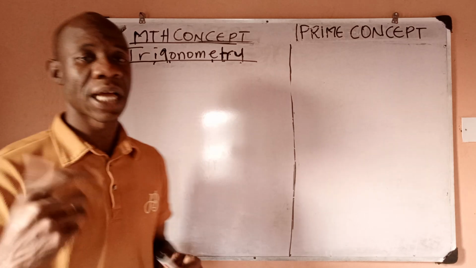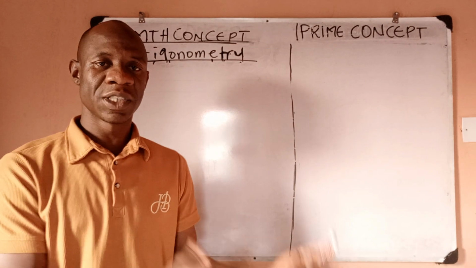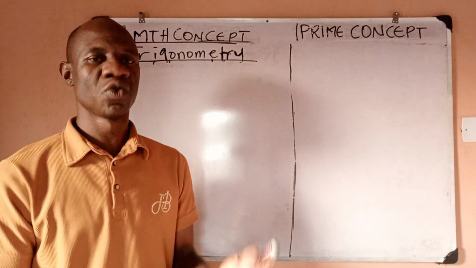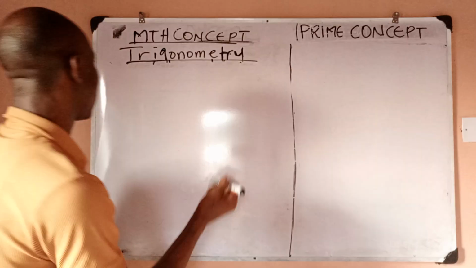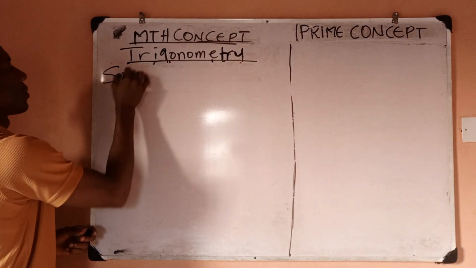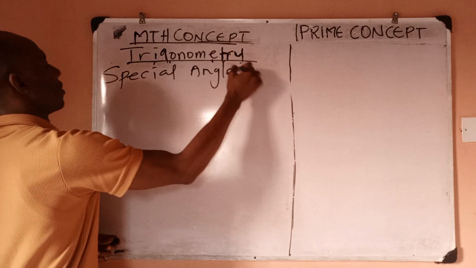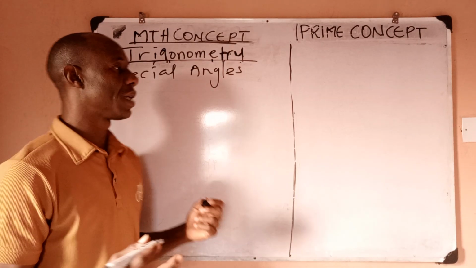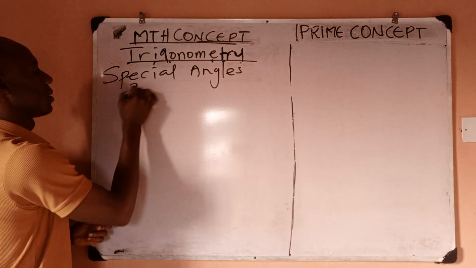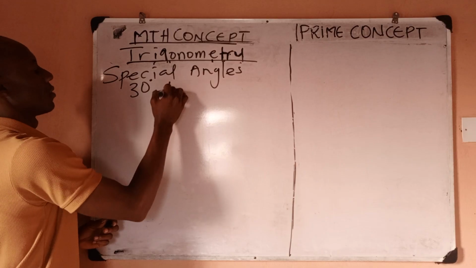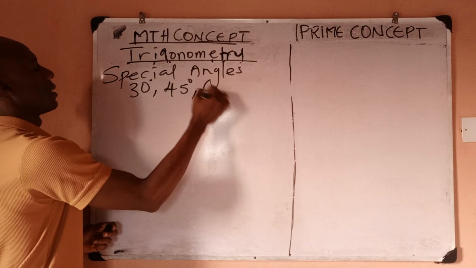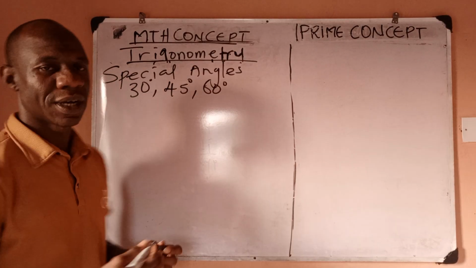So we're going to learn how to obtain the trig of these special angles in maybe two ways or more. So let's see how we can do this. So special angles. So the basic special angles we have include 30 degrees, 45 degrees, and then 60. These are actually what we know as special angles.